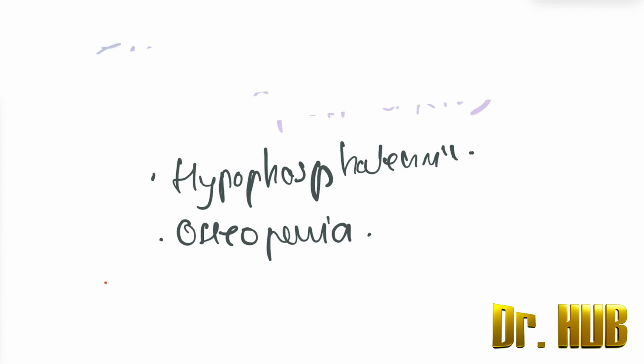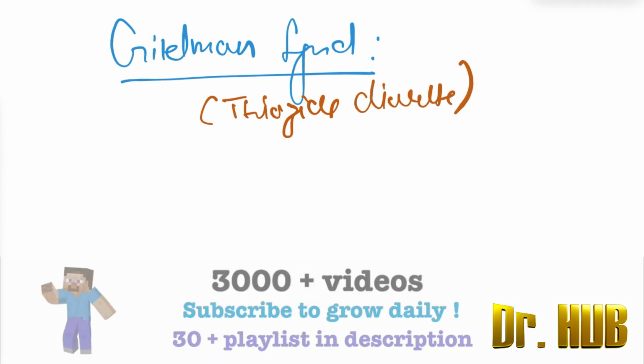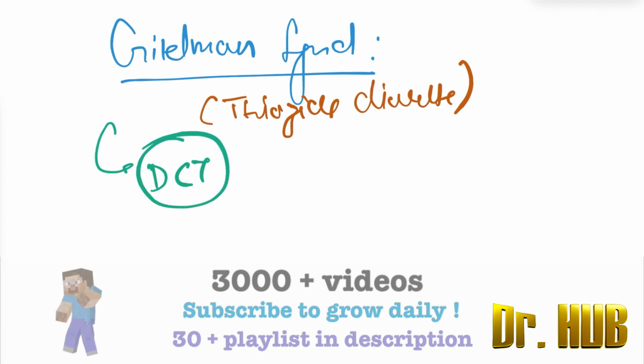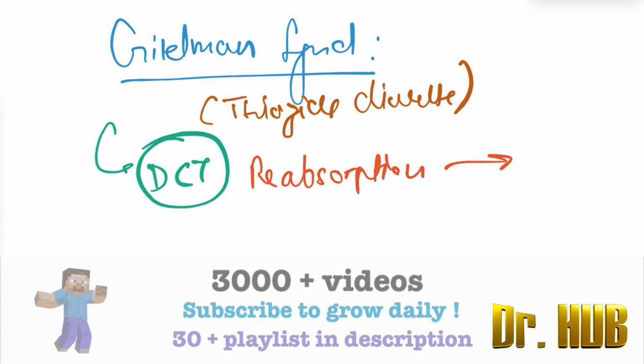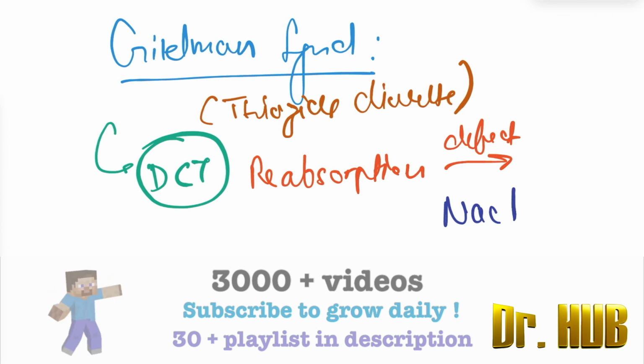Now we are moving on to the Gitelman syndrome. Gitelman syndrome mimics the thiazide diuretics. So what is the defect here? In the Fanconi we saw that it was a defect in the PCT. Here it's a defect in the DCT. What is the defect? There is a resorption defect, a defect of NaCl, and this takes place in the DCT.